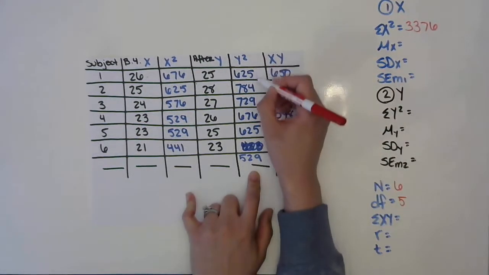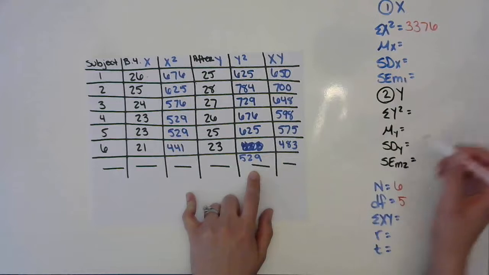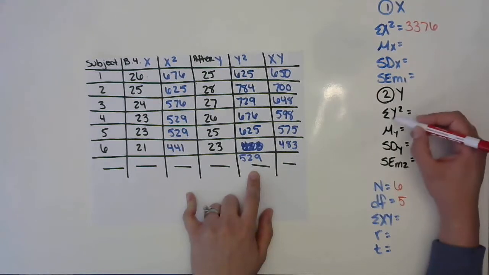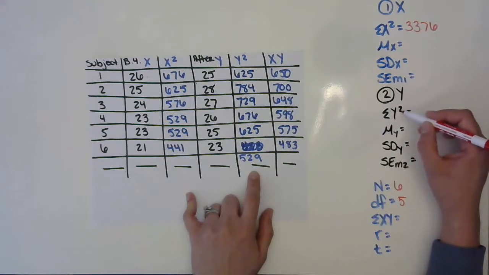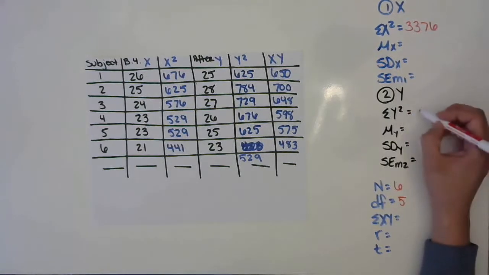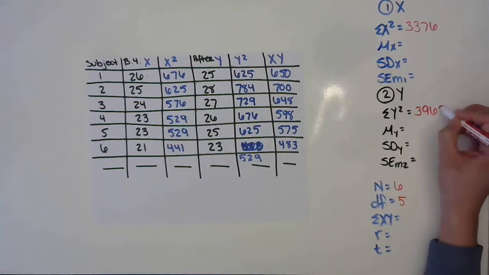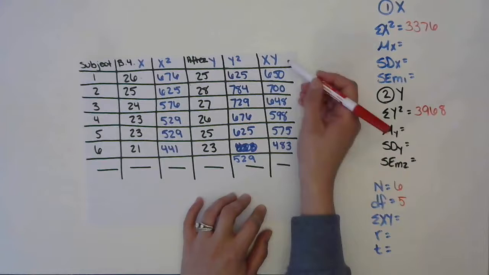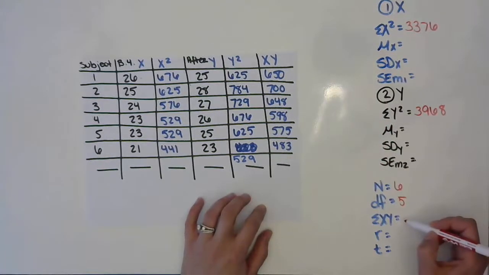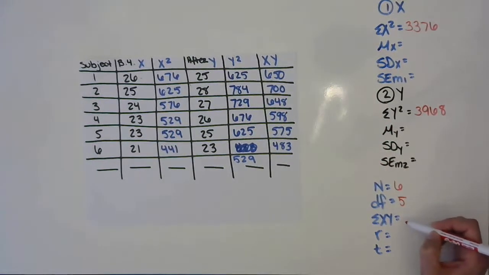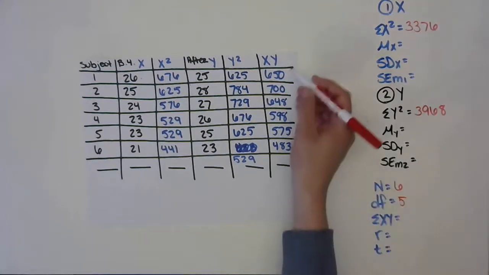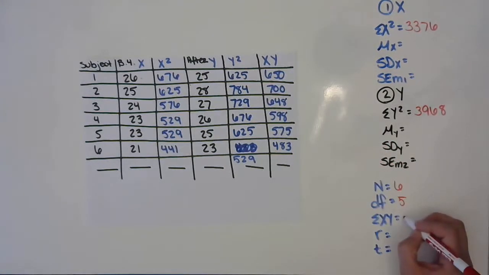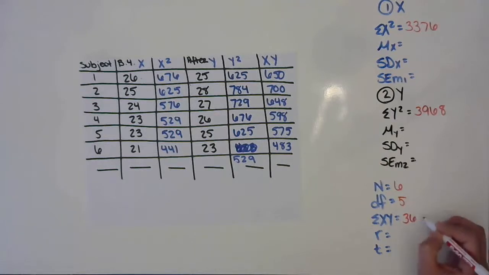Okay, so let's go ahead and do the same for the Y variable. We're going to do the exact same thing. We're just going to add all of these together, and that is going to give us this value here, the sum of the Y variable squared. So when we add all of those together, that's going to give us a total of 3,968. Okay, and let's go ahead and do that for the XY as well. Just add all of these variables up, and that's going to give you this value here. So when we add all of these up, that is going to give us a value of 3,654.